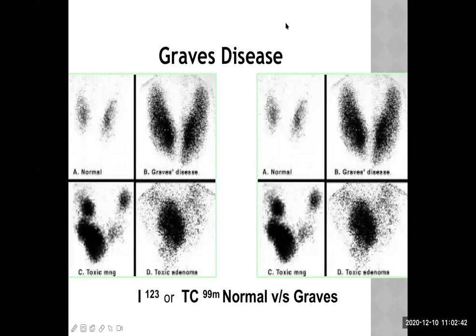So this is one of the very important tests or investigations which is routinely done in the hospital for the diagnosis of hyperthyroidism and to know what is the cause there. So this is an iodine 123 or technetium 99m study. Both of these are radioisotope material.